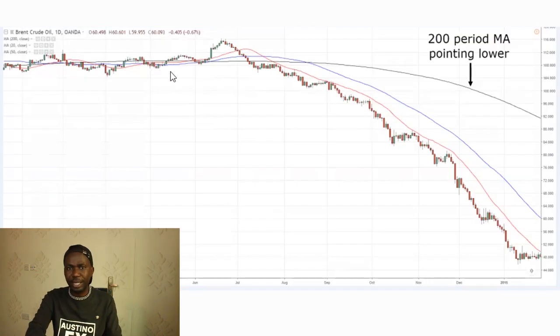After a distribution stage, after a range bound, we enter into the decline stage. So the decline stage is when the sellers have taken over the market. The market is heading down. So the sellers are in control of this market.